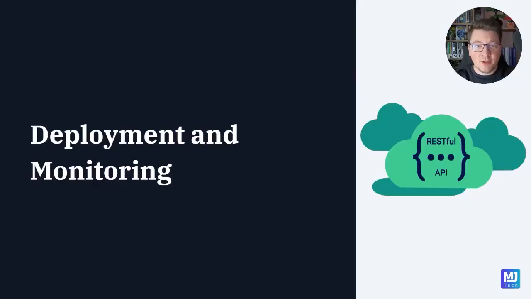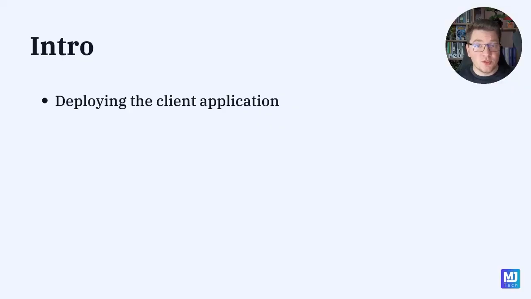Welcome to the final chapter of the Pragmatic REST APIs course, where we are going to cover deploying and monitoring our DevHabit application. Here's a quick rundown of the upcoming lessons. We're going to start by quickly deploying the client application and making sure that we can access it through the internet.